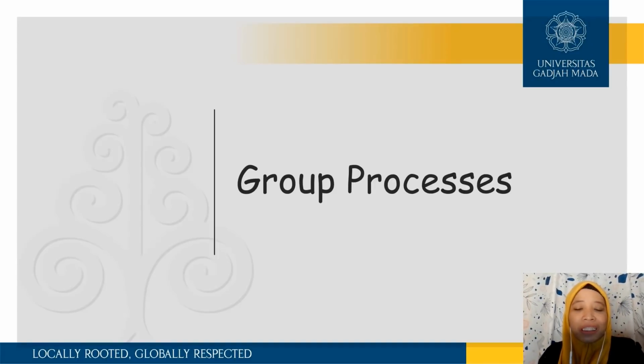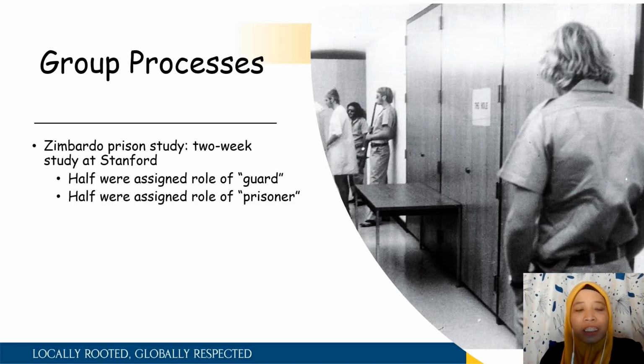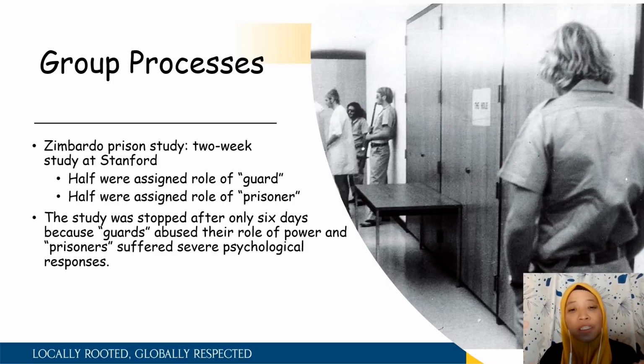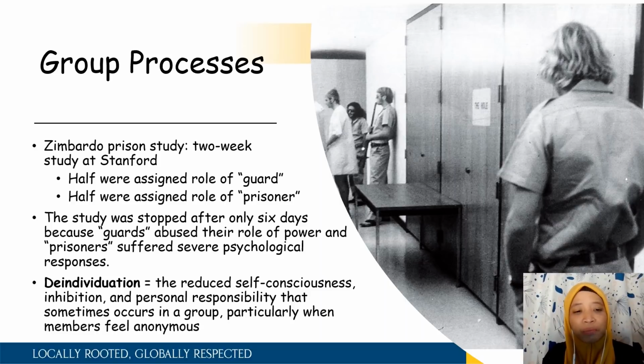Next, let's talk about group processes. Remember Zimbardo's Stanford prison study? This was a 2-week study at Stanford where half of the participants were assigned the role of guard and the other half were assigned the role of prisoner. And the two groups really took the role seriously. The study was stopped after only 6 days because the guards, because they took their role really seriously, abused their role of power. And the prisoners also suffered severe psychological responses.